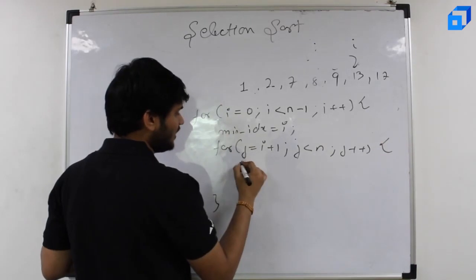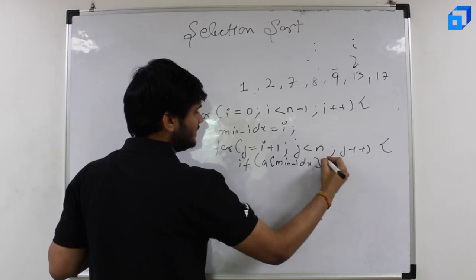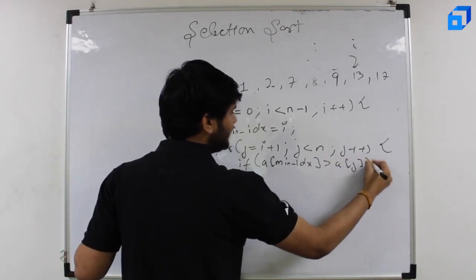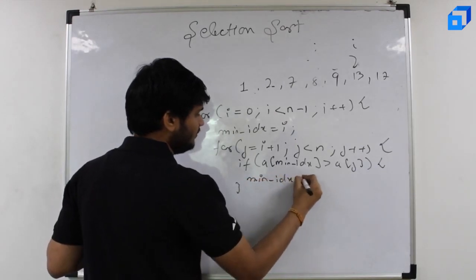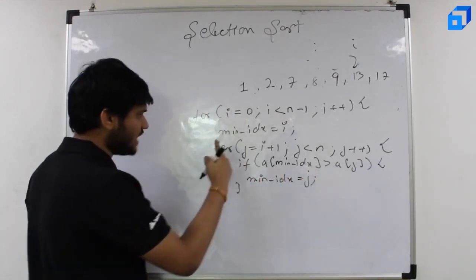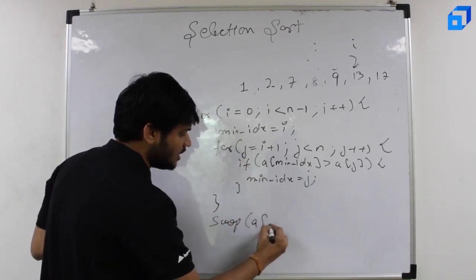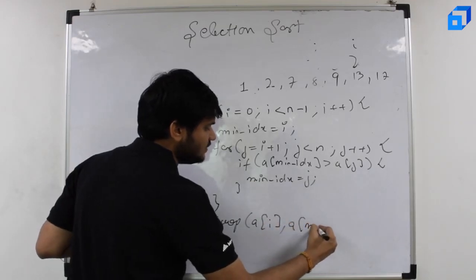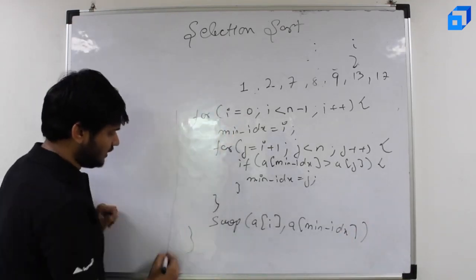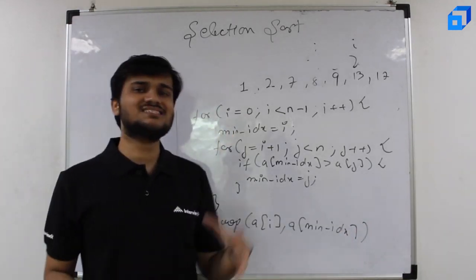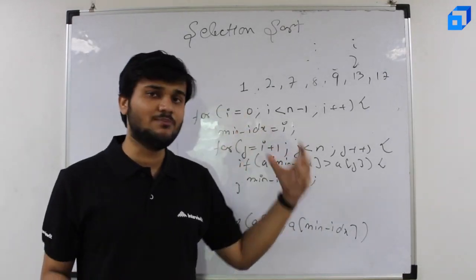Then we will compare: if array at minimum index is greater than array at j, we will update the value of minimum index. So here you can see minimum index will become equal to j. And as soon as the for loop of j is completed, we will swap the values at the ith index and the minimum index. So by following this particular algorithm, you will be able to implement the selection sort algorithm. Here you can see the selection sort algorithm is pretty easy to implement.